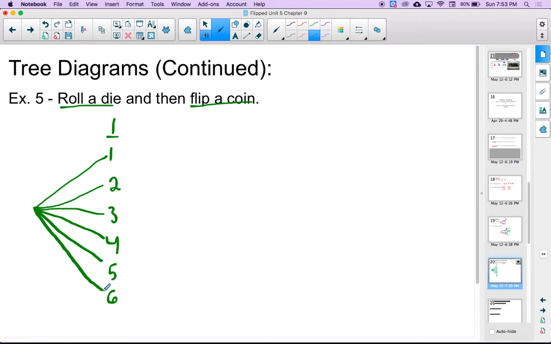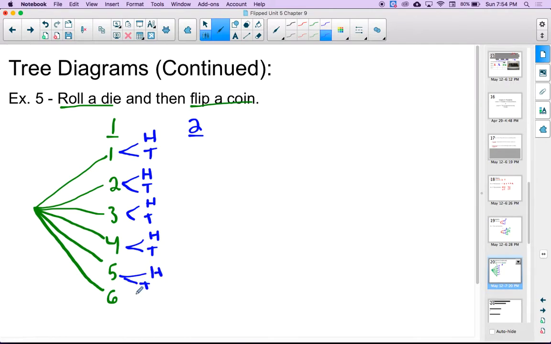like this. And now we'll talk about our second step. Second step is when we flip the coin. So, assuming we get a 1 on the first step, we can get heads or tails when we flip a coin. If we roll a 2, we can get heads or tails when we flip that coin. If we roll a 3, 4, or 5, we could flip and get heads or tails. And the same thing if we roll a 6.